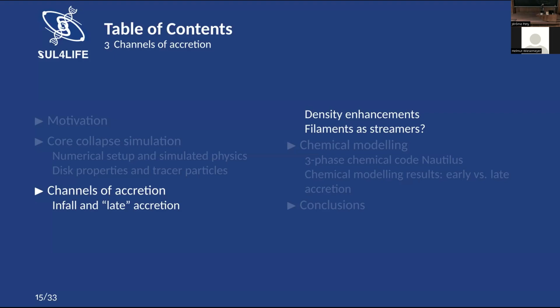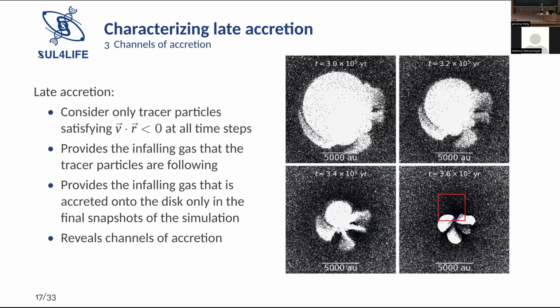Now, I told you about late accretion. It's gas that is not accreted at the beginning, but after a certain time where the physical properties of the disk have evolved and changed enough to be different from the envelope. So we may try to characterize this late accretion gas. What I did first was to impose this condition here. So I only chose the tracer particles that are only infalling, okay, at all time steps.